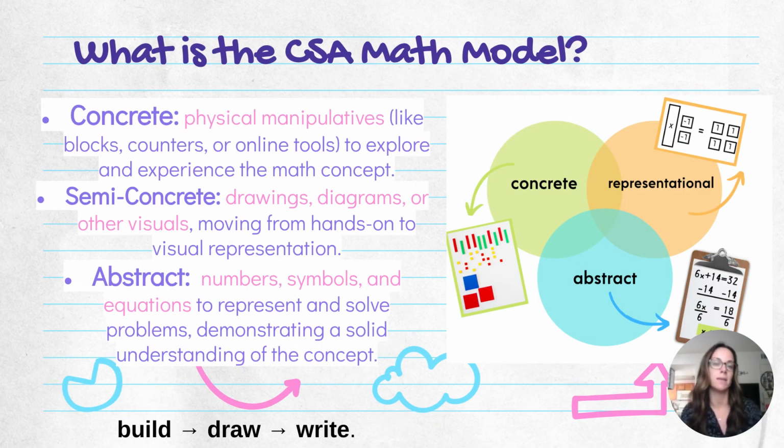So what is the CSA model? The CSA model has three parts: concrete, semi-concrete, which is also known as representational, and abstract. Concrete is physical manipulatives, counters, or blocks that you can use to teach the math concept. Semi-concrete, also known as representational, is drawings and visuals where you are drawing it out, like drawing little circles or squares. And then we have abstract, where you're writing out numbers and symbols to represent and solve the problem.